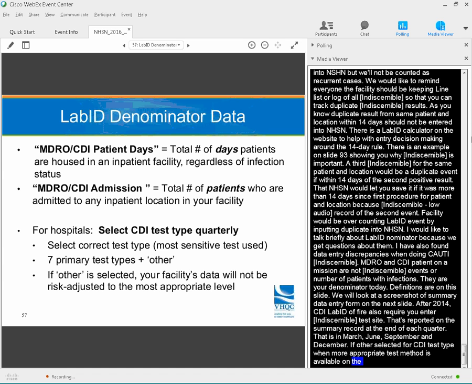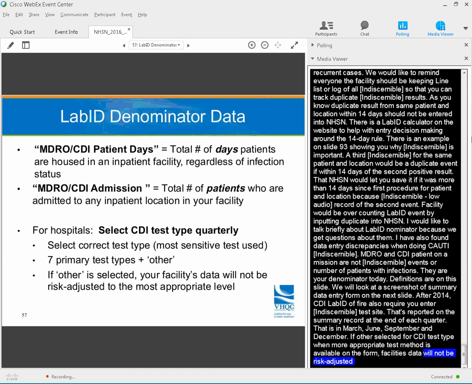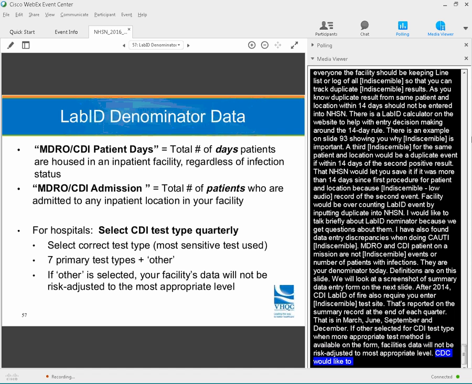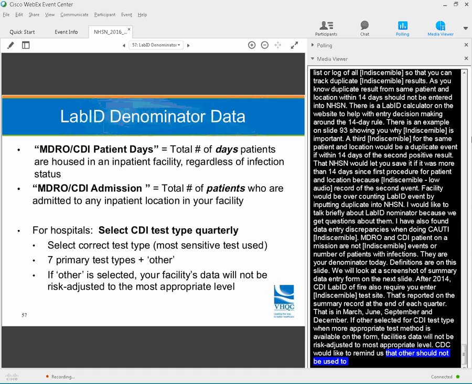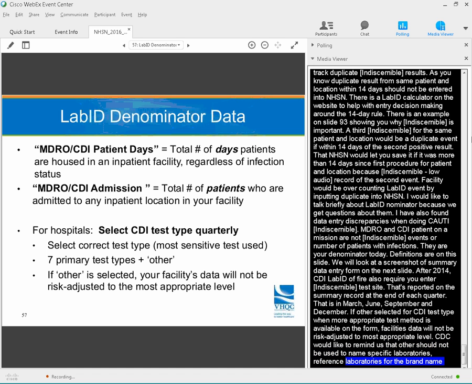CDC would like to remind us that other should not be used to name specific laboratories, reference laboratories, or the brand names of CDI tests. Most methods should be categorized accurately by selecting from the drop-down options provided.